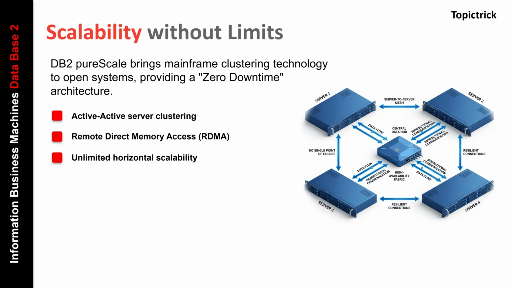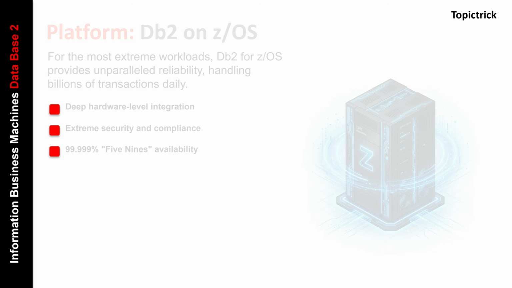If your business hits a sudden spike in traffic, you don't need to rebuild your server. You just plug in another one. DB2 detects it and balances the load automatically. It's exactly why global stock exchanges trust it, because failure just isn't an option.